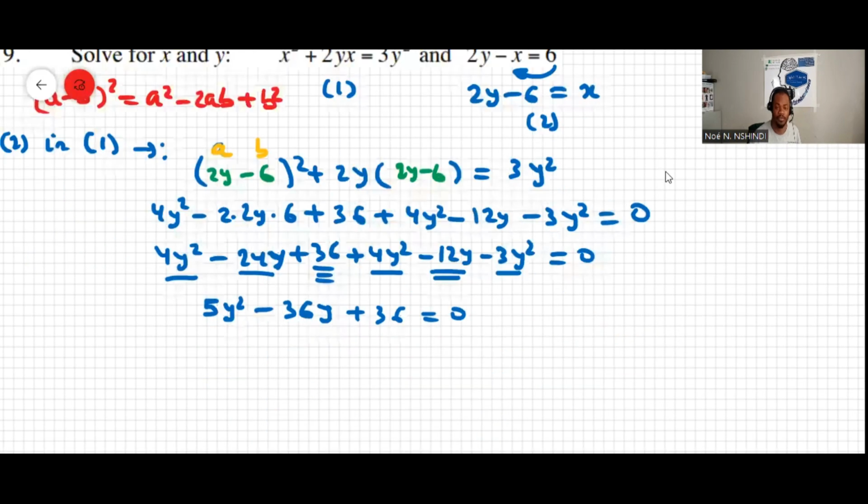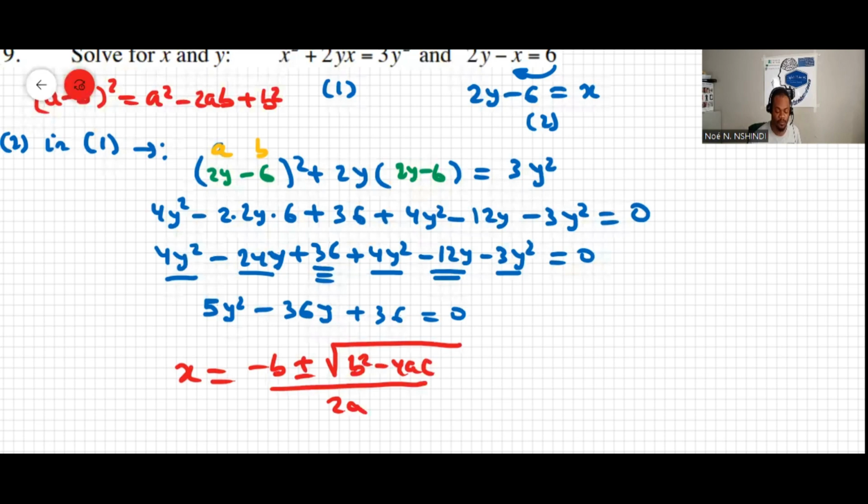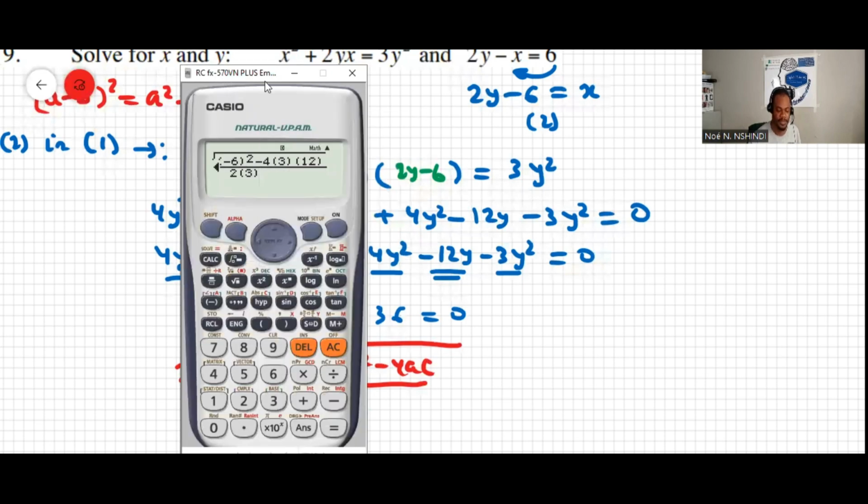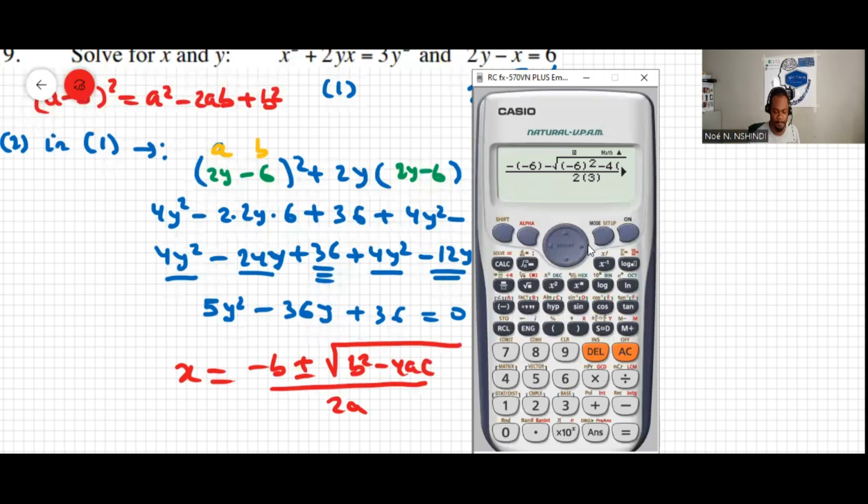Now we have a quadratic trinomial here, or we can use the quadratic formula. Okay, x is equal to minus b plus or minus the square root of b squared minus 4ac all over 2a. That's the formula. So now we can substitute. b is negative 36, so negative 36 minus, okay, the square root of 36 squared minus 4 times a, which is 5, and then c is 36, over 2a, which is 5.